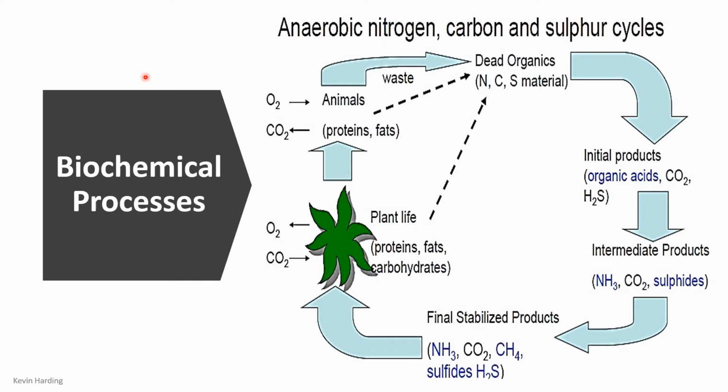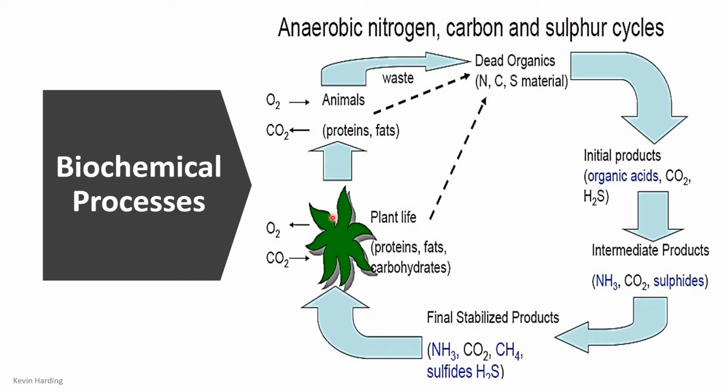So now if we look at biological processes as natural water purification systems, looking at the slide, let's just start at the top in the middle here. We've already said that dead organics are going to be a pollutant to water. Biochemical processes can convert these dead organics through an anaerobic system, so anaerobic nitrogen, carbon, and sulfur cycles. So there we have N, C, and S. These dead organics can become the initial product for biochemical processes where it's converted to CO2 and H2S. These intermediate products, so we can then also get ammonia, carbon dioxide, and various sulfides, become part of a final stabilized product that gets taken up by plant life.